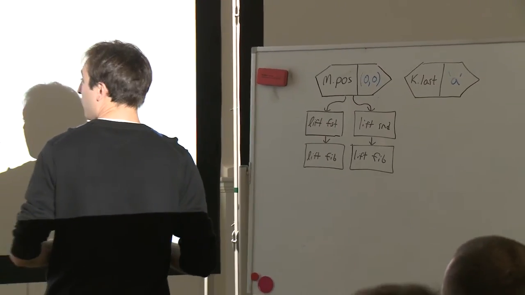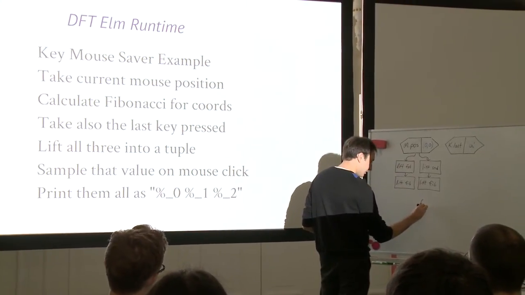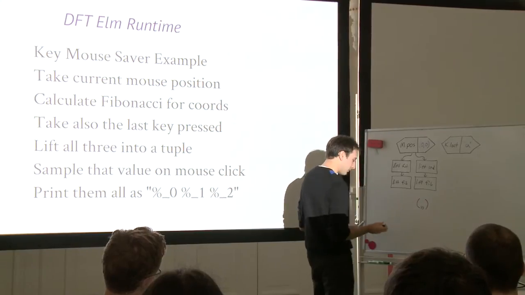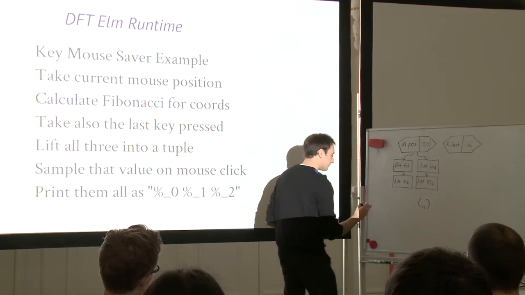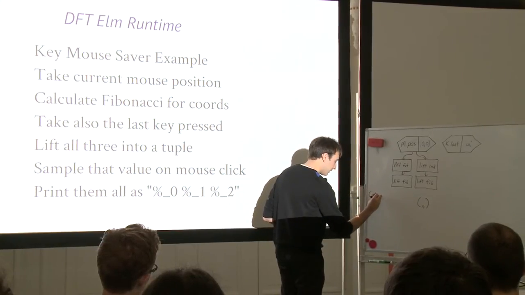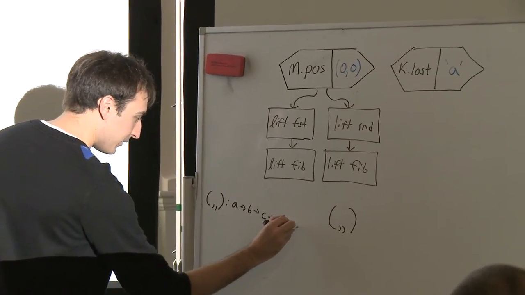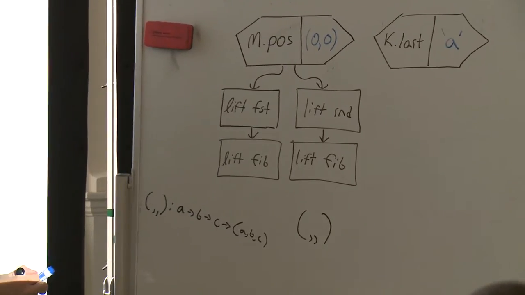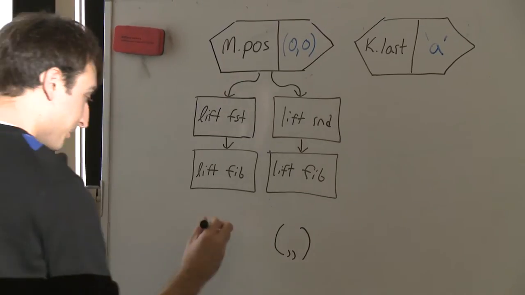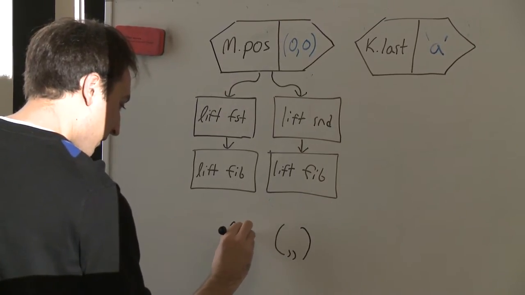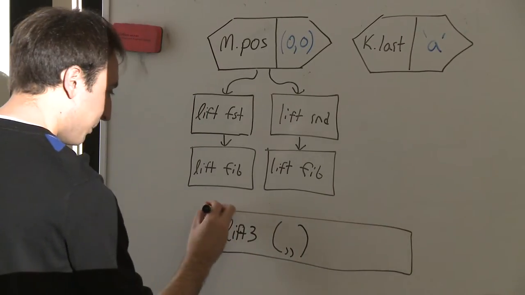And so we're going to lift all three of them into a tuple. We have a function. We're going to say, okay, this takes three arguments, right? I'll put this off to the side. We know that this is A, arrow B, arrow C, arrow tuple A, B, C, right? Everyone familiar with that kind of notation? Because that takes three arguments, we're going to lift three. And I'm going to put some extra space here.